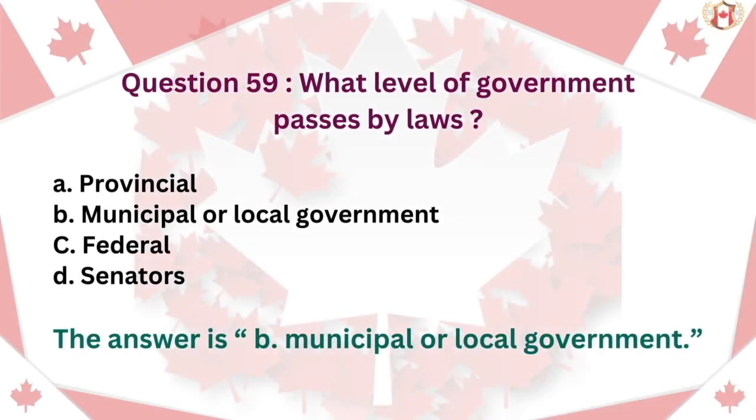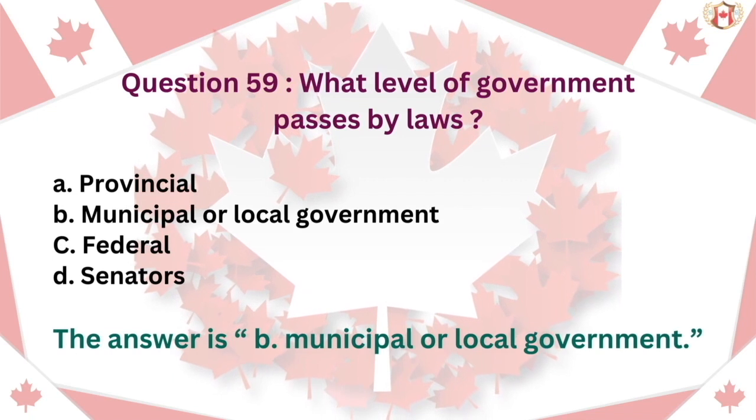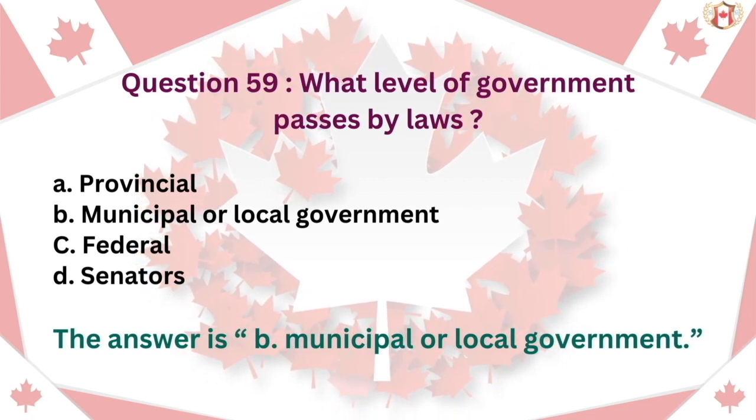Question 59. What level of government passes bylaws? A. Provincial. B. Municipal or local government. C. Federal. D. Senators. The answer is B. Municipal or local government.